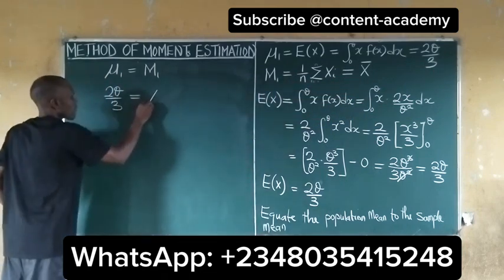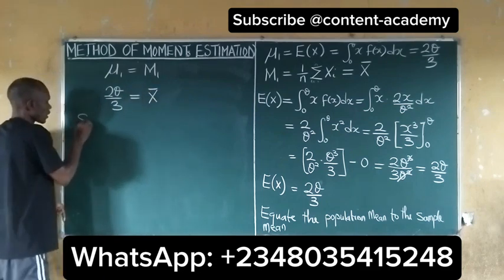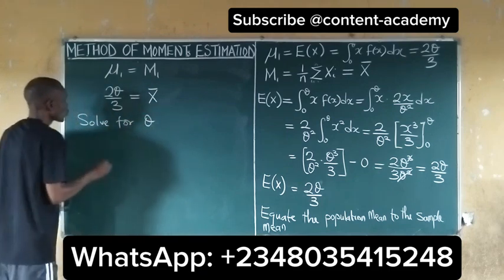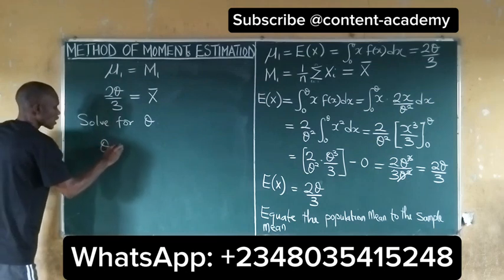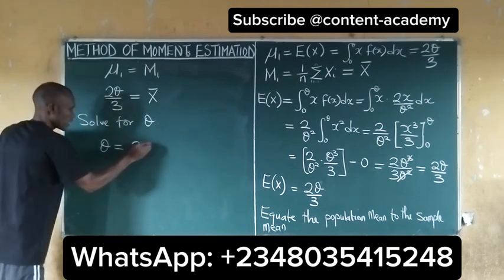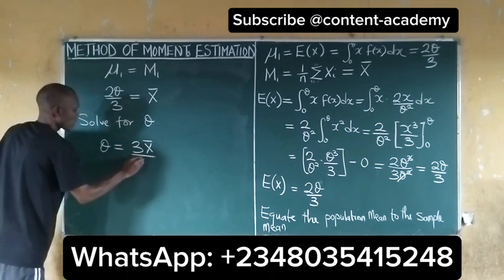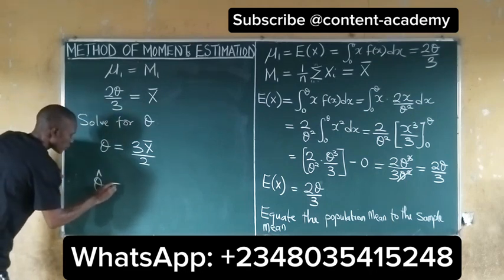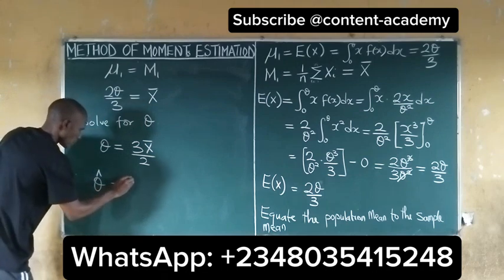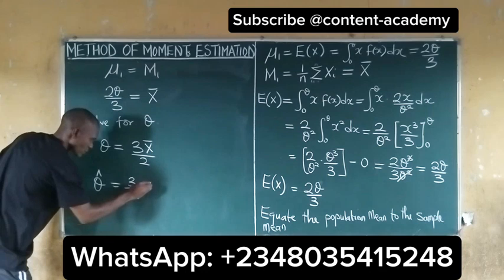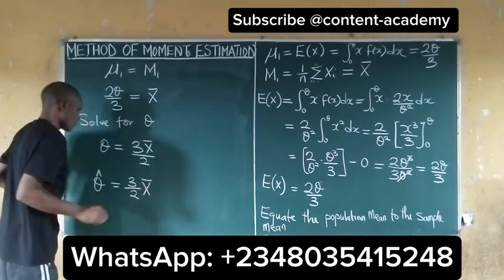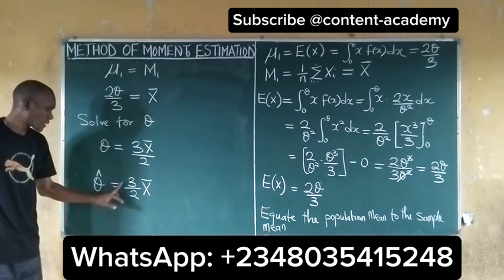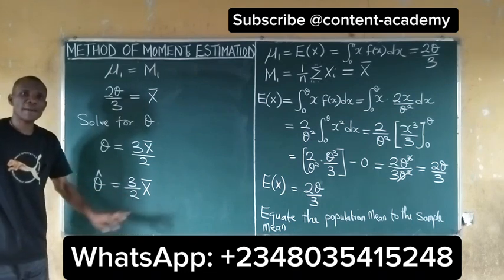So we have x bar. Now we solve for theta. To solve for theta, we just make theta the subject. If we make theta the subject, we have 3x bar all over 2. It then means that our theta estimate is equal to 3 all over 2 x bar. So we have succeeded in finding the estimate of theta. So the estimate of theta is 3 all over 2 x bar.